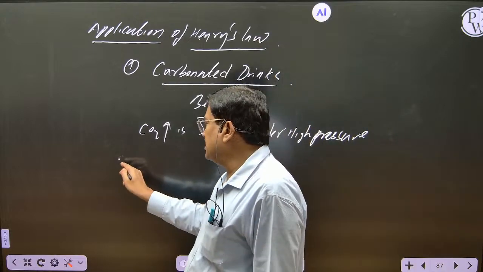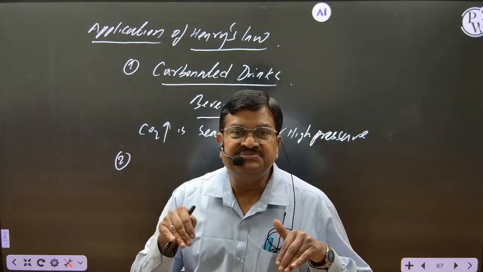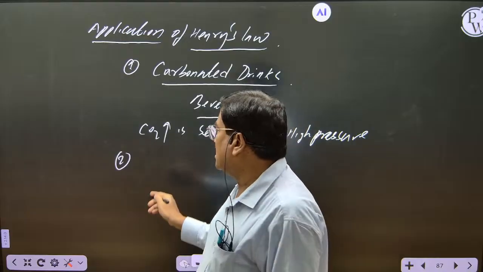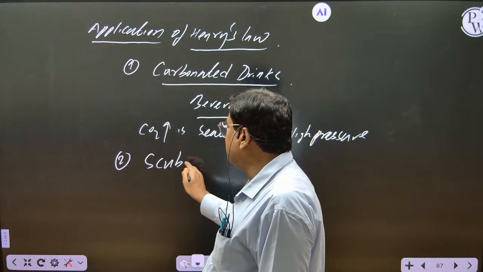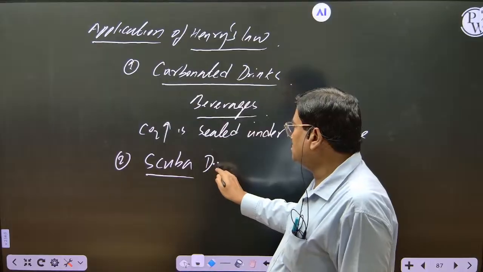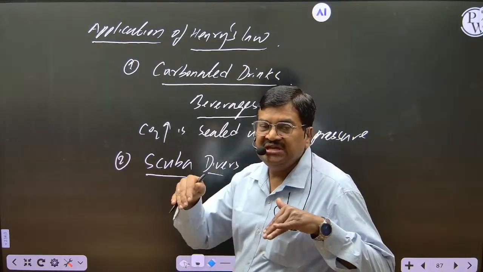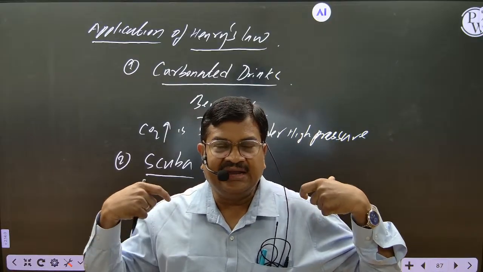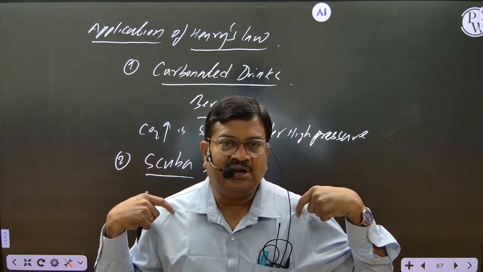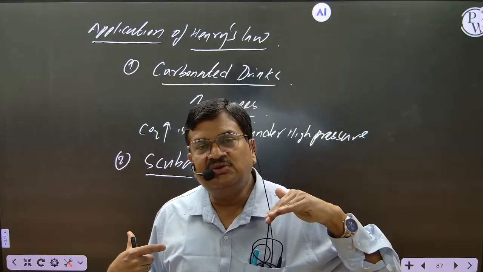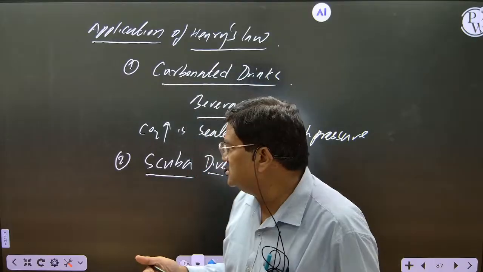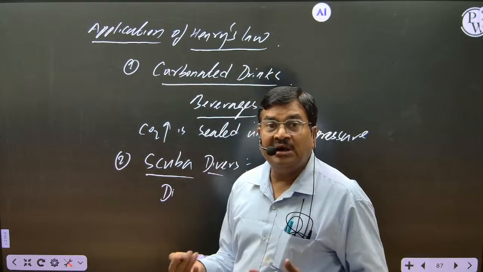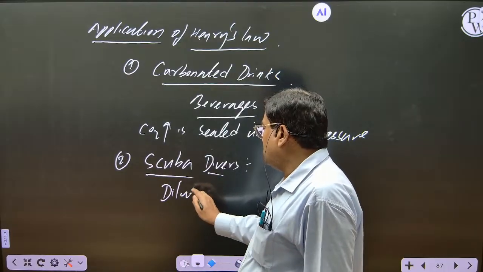Second application: see, the people who dive in the deep sea, those persons we call scuba divers. Scuba divers means professional divers. When they go into the deep sea, they carry diluted air. It means they don't carry direct air. As you know, air has nitrogen and oxygen, so they make it diluted. The scuba divers carry diluted air instead of ordinary air.